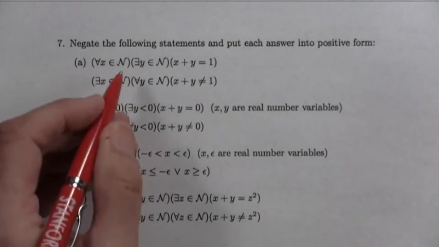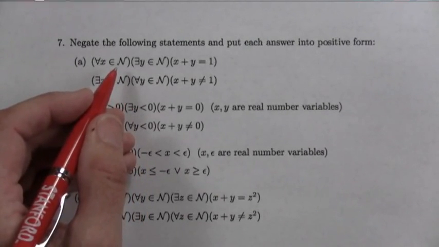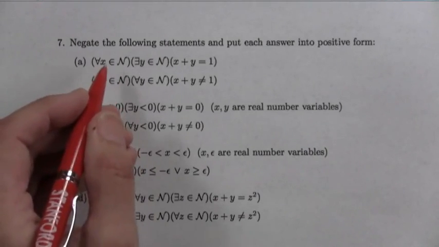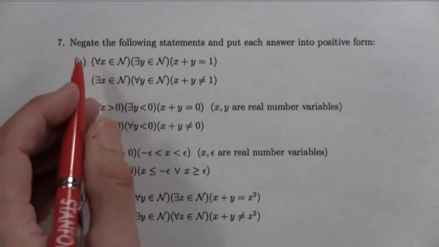Well, for assignment 6, I'm just going to do the last 3 questions, numbers 7, 8 and 9. I think you should be able to do the first 6 on your own and check it on your own or with other students. So in number 7, we have to negate statements and put them in positive form.